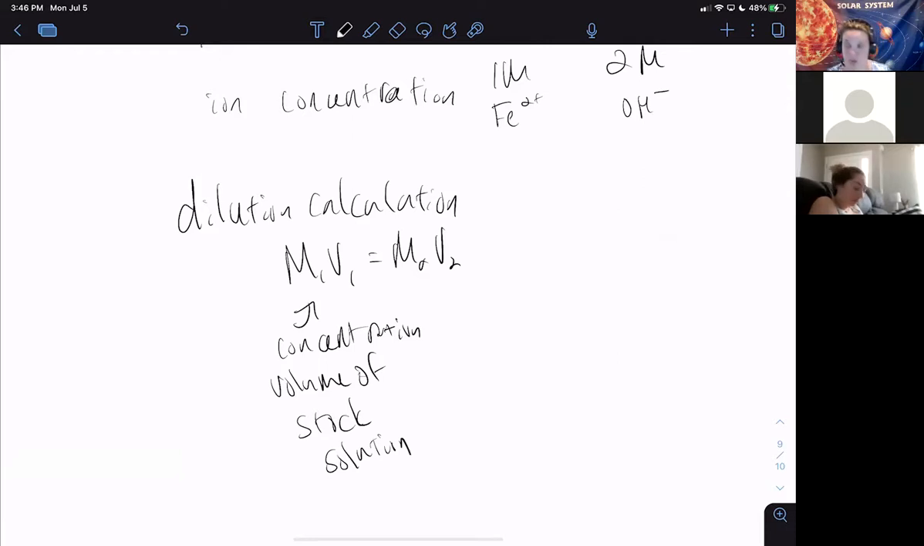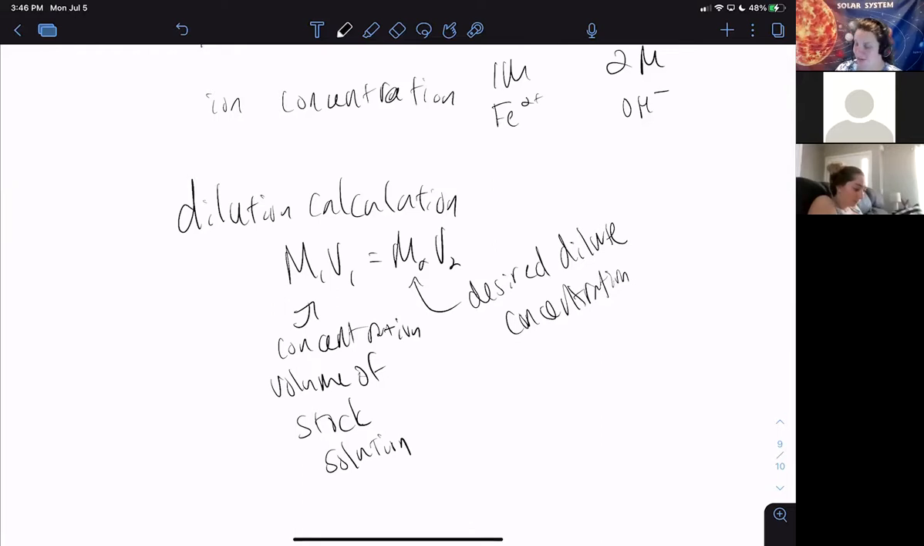So whatever your stock solution's concentration is, and then how much of that stock solution you're going to dilute. M2 is your desired dilute concentration. You cannot concentrate, you can only dilute. And then our V2 is your final desired volume.